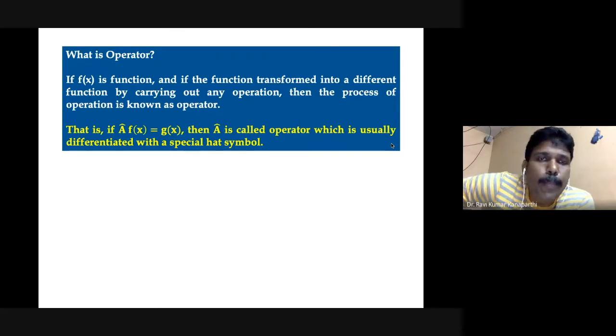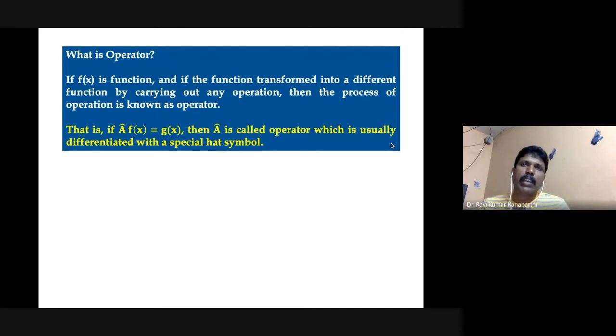you have a function. Let us suppose that you have a function f of x, and you do something on the f of x. That function will be transformed into a different function. Let's say it is g of x. Basically, you started with a function, and you do something on that function, and naturally what happens is that it modifies into some new function.